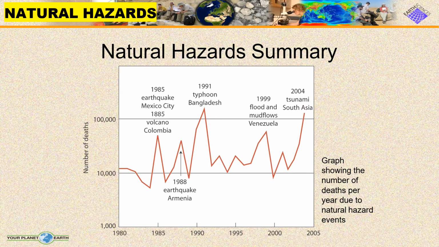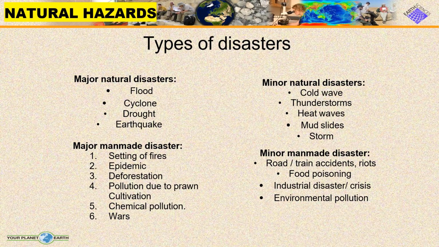In 1988, there was an earthquake in Armenia. Here also you can see the number of deaths reaching just a little less than 1 lakh. In 1991, there was a typhoon on the Bangladesh side, and the deaths were above 1 lakh. In 1999, floods and mud flows occurred in Venezuela. And from 2000 to 2005, there was a big tsunami in South Asia. So this graph shows the number of deaths per year due to natural hazard events.